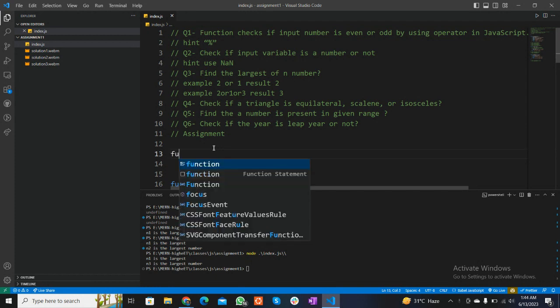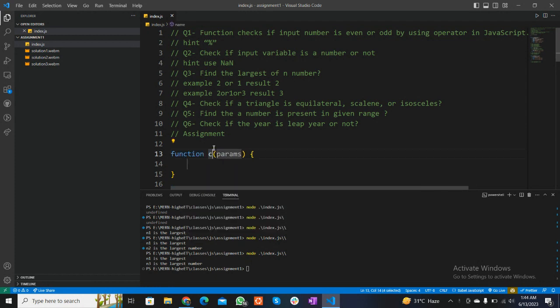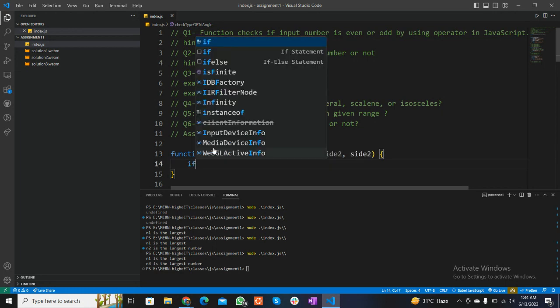So let's write out the function, type of triangle. Then we can write here the sides, for example, side 1, side 2, and side 3. Then we can check out the first condition.